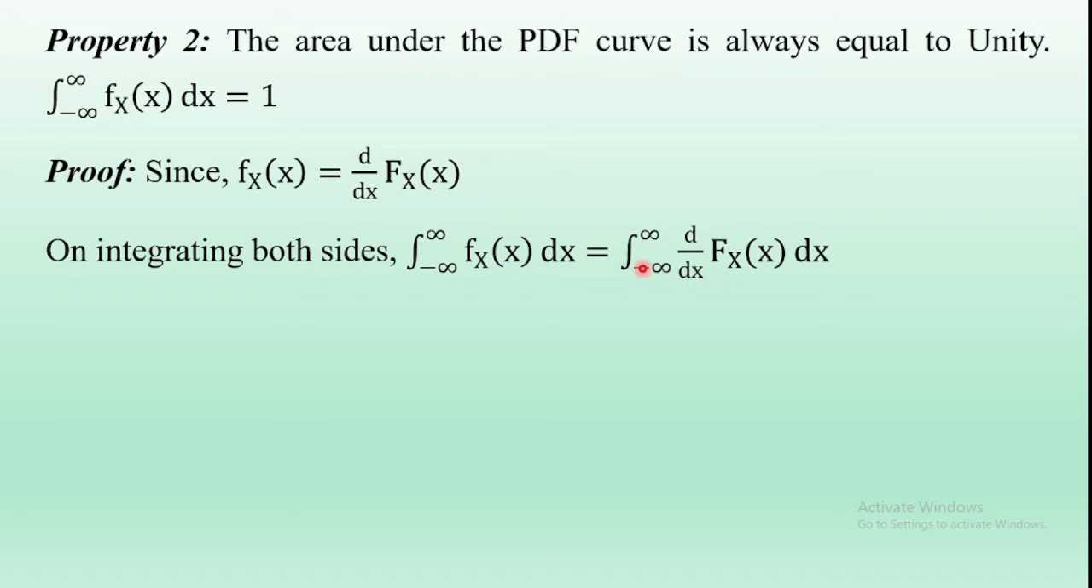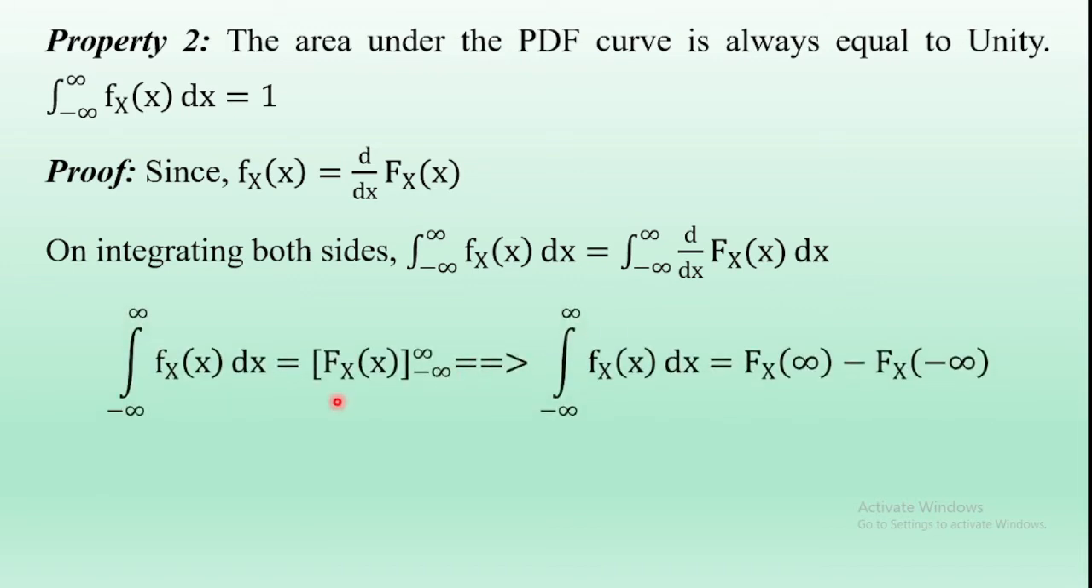On the RHS, integration and differentiation cancel. Integration means increasing the value, differentiation means decreasing the value. So both are opposite, and integration and differentiation cancel. The remaining RHS term is capital FX(x) over minus infinity to plus infinity. After that, applying the upper value and lower value of x, we get the RHS term FX(plus infinity) minus FX(minus infinity).